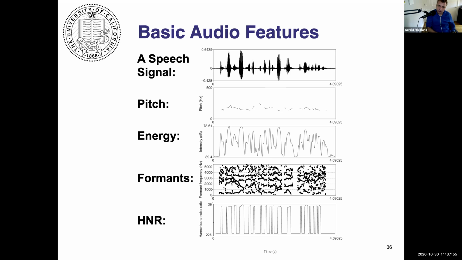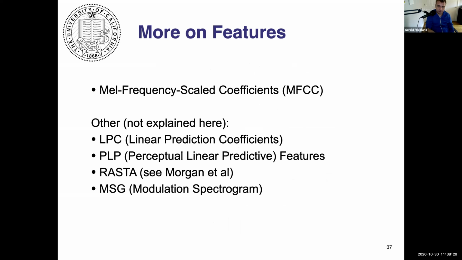And then energy obviously just looks the same as the original signal, except it's positive. And then you could have so-called formants, which is just basically different ranges of spectra, supposed to correlate with different parts of your vocal tract. And then you have harmonics to noise ratio, which is down on the bottom. These are just some basic audio features. You'll find them in a bunch of tools, and I will show you those tools in a bit anyway.